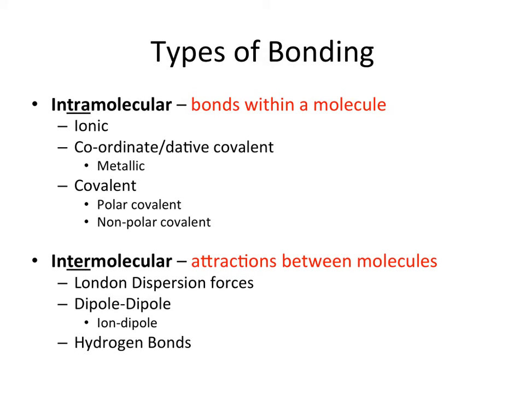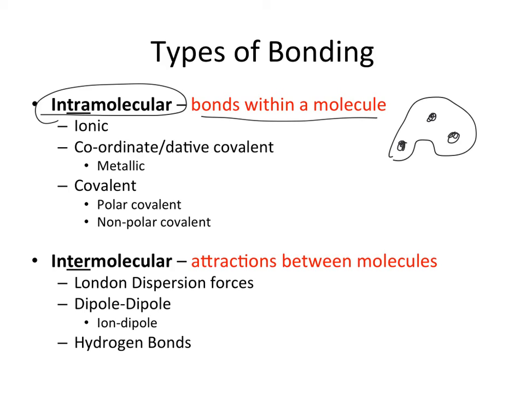What we're going to be going on to next is the type of bonding. There are 2 main classes. There's intramolecular, so bonds that happen within a molecule. So in this case, if we have 2 atoms within a molecule, here we go, this is our little molecule. It's going to be the bonds that happen between the individual atoms.